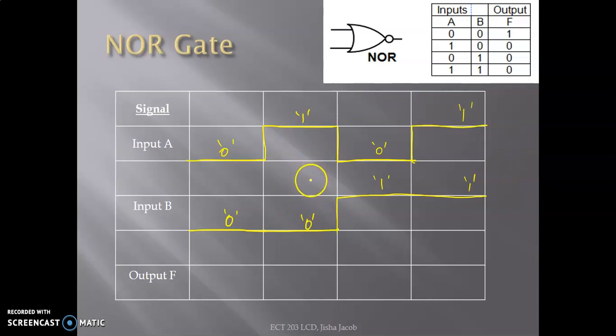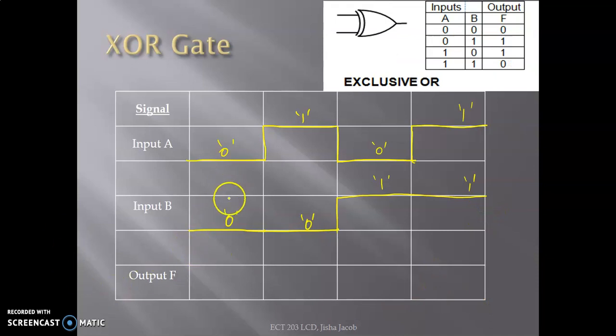Therefore, whenever you see a 1 at the input, output becomes equal to 0. If both the inputs are equal to 0, output is equal to 1. So the first case, 0, 0, output is equal to 1. All other cases, the output is equal to 0. Okay. In XOR case, if both the inputs are same, 0, 0, output is equal to 0. If both are different, then the output is equal to 1. In both these cases, output is 1. And here, both the inputs are equal to 1, therefore output is equal to 0.